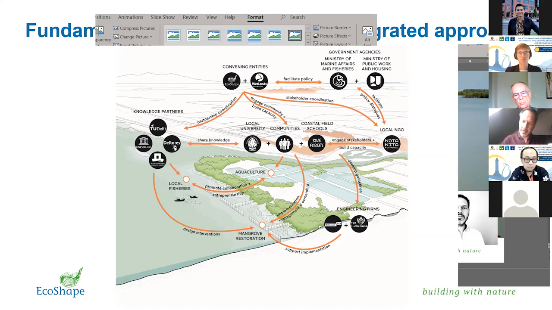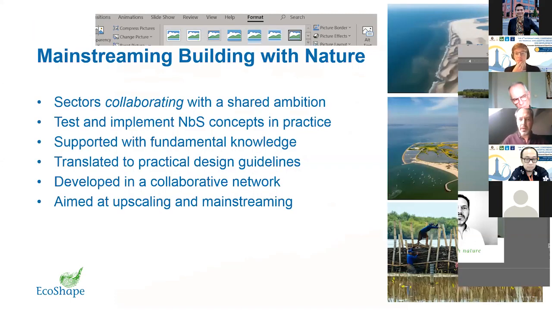It's a very complex interaction between all these stakeholders, but it is vital, and this was also explained by Herman in his conclusions: this interdisciplinary approach is crucial for upscaling these innovations, like we've done in the MAC. So mainstreaming Building with Nature needs collaboration between sectors, and it also needs testing and implementing these concepts in practice. And if you want to upscale these concepts, these practices need to be supported by fundamental knowledge development, such as Biomanco and also PASMI.